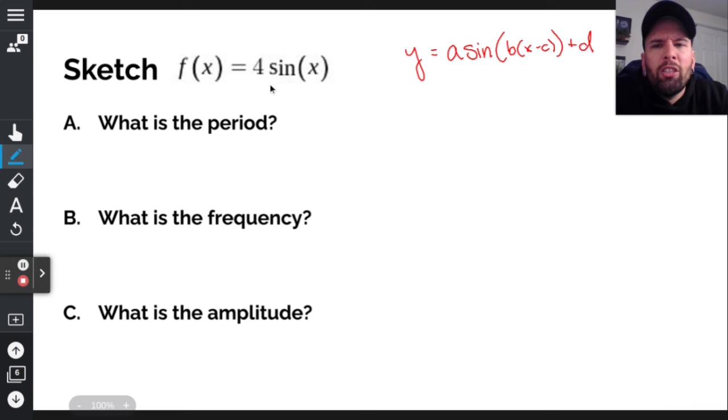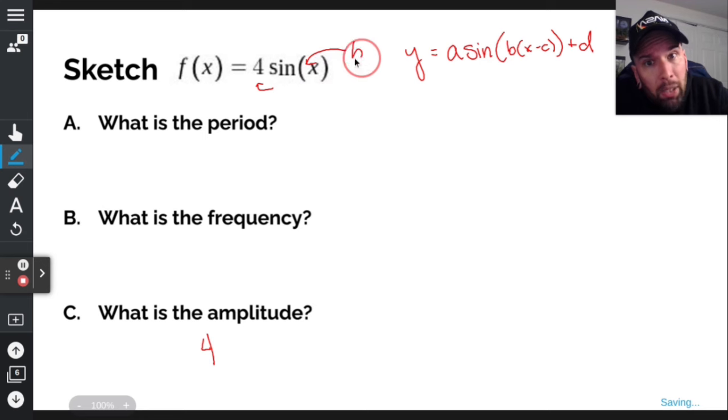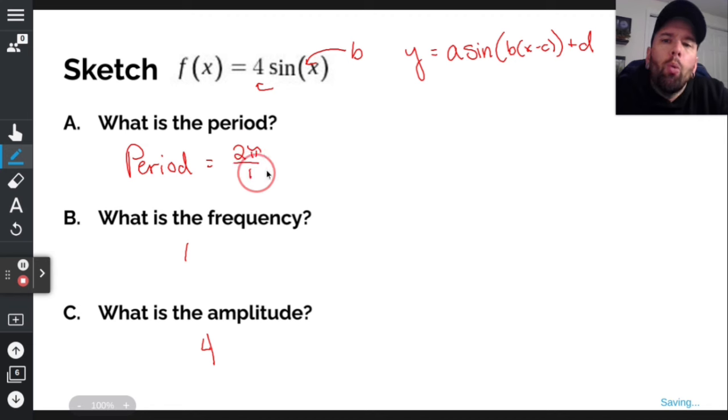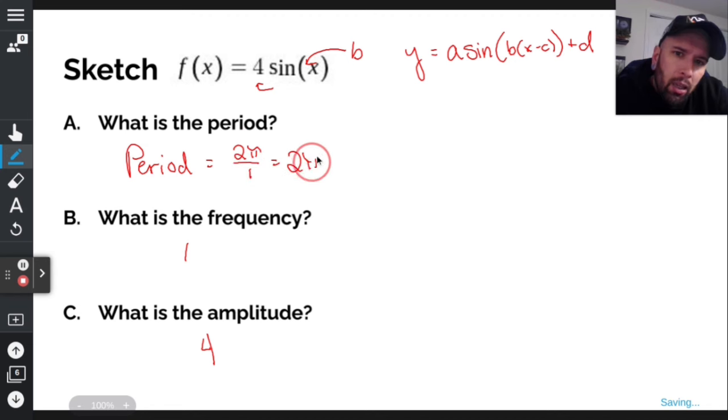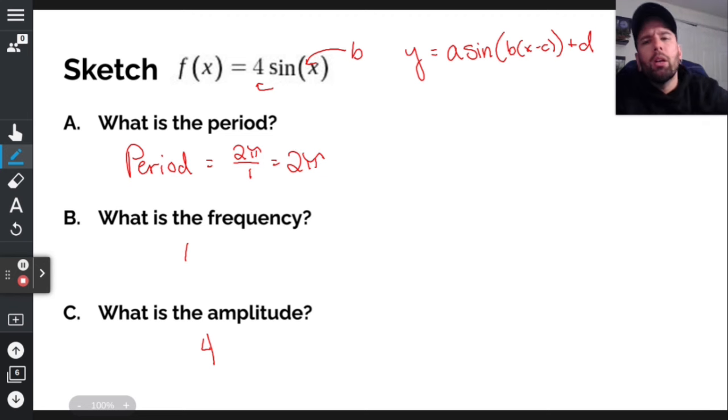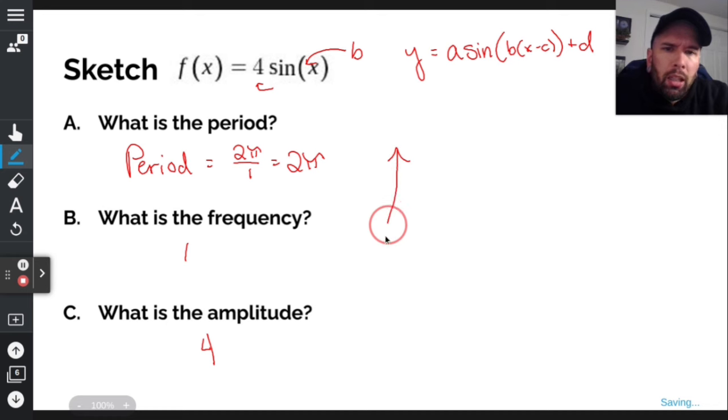All this is basically just saying, look, that's my amplitude. My amplitude is 4. Okay. My frequency is the number in front of x. So b is an invisible 1. The way you find your period, if given b, is the period is 2 pi over the frequency. So period is 2 pi over 1, which is 2 pi. So all this is the sine function stretched out. Okay, so let's try to draw that out.